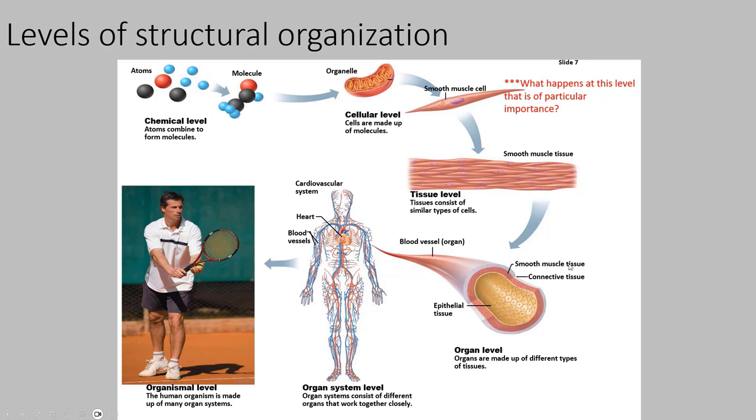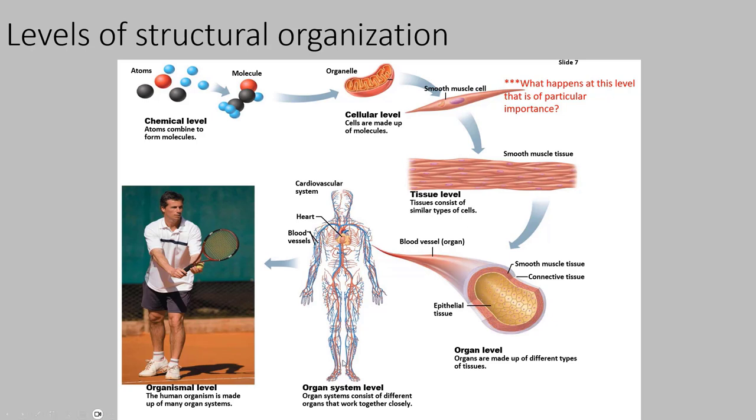Here we can see some smooth muscle tissue, some connective tissue, some epithelial tissue. Those are just some examples. But they are all working together to perform a specific function, which is acting as a blood vessel, carrying blood.